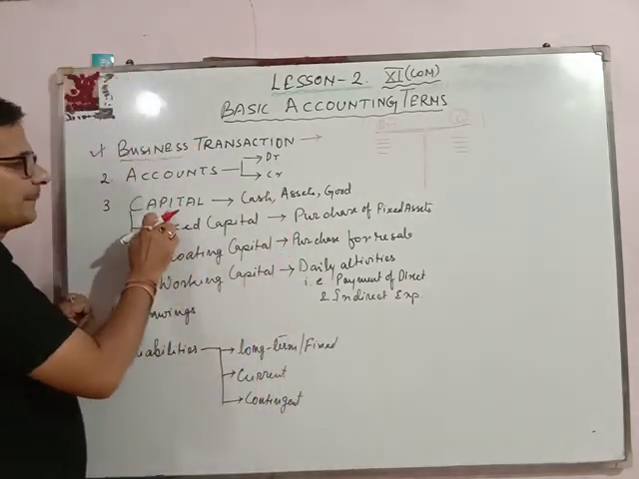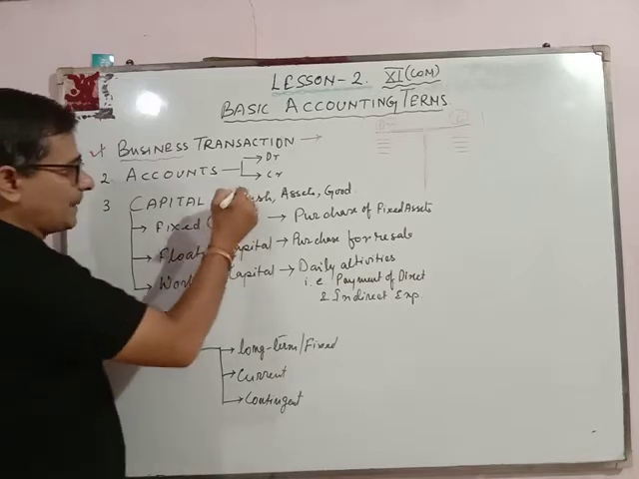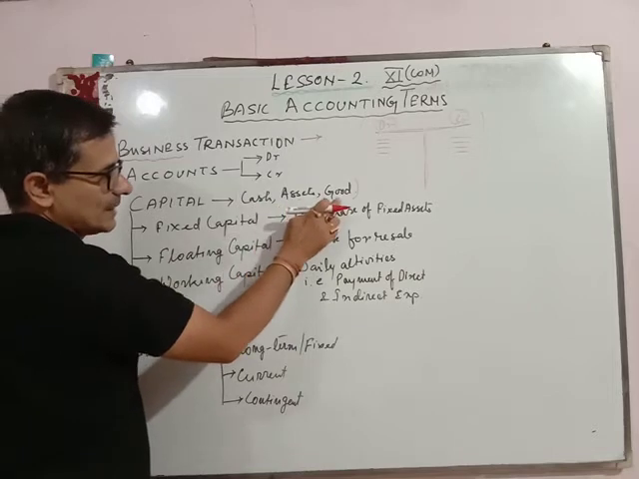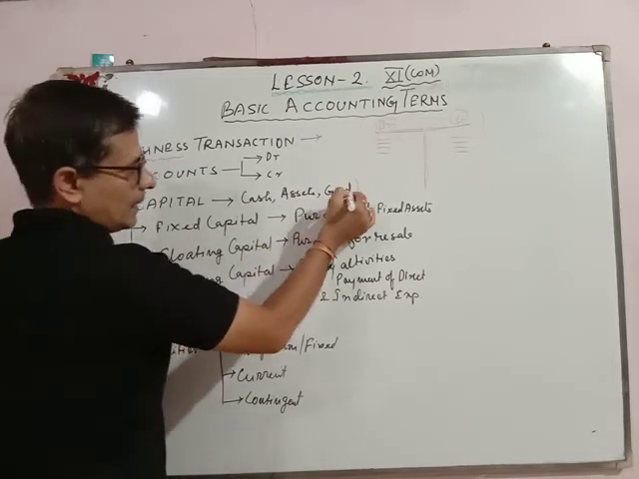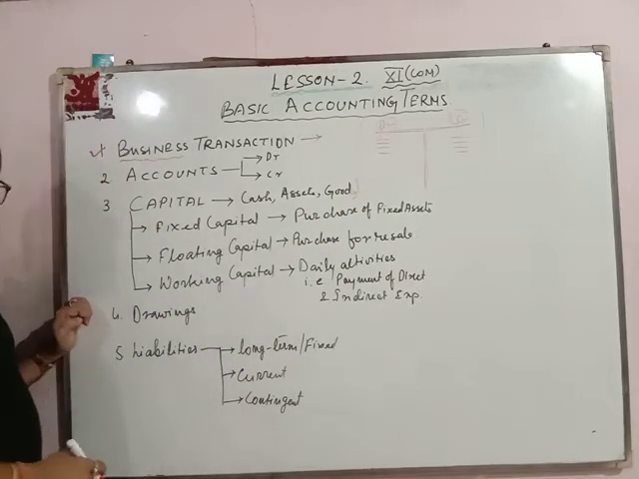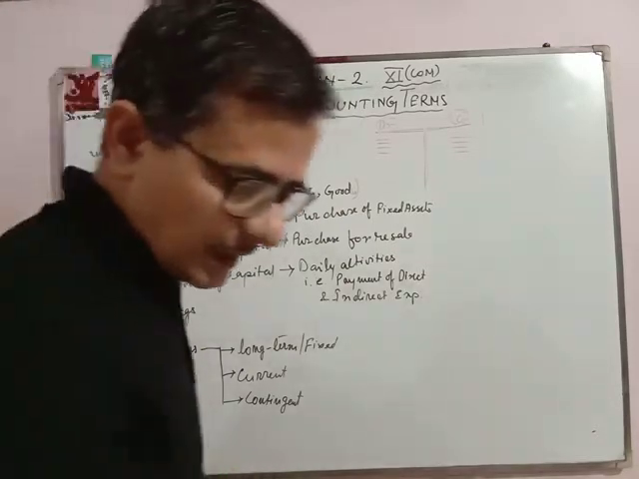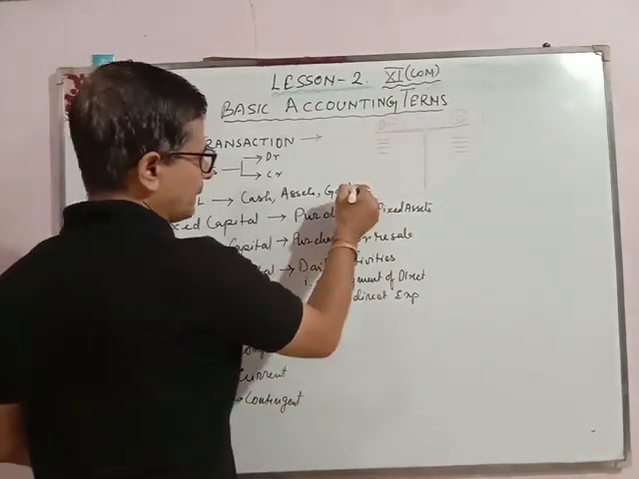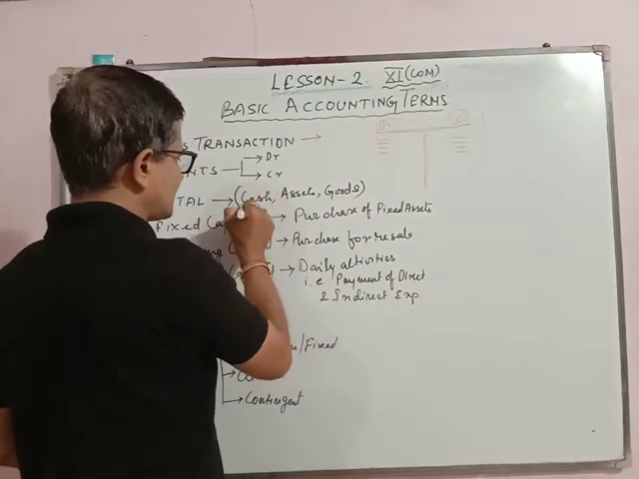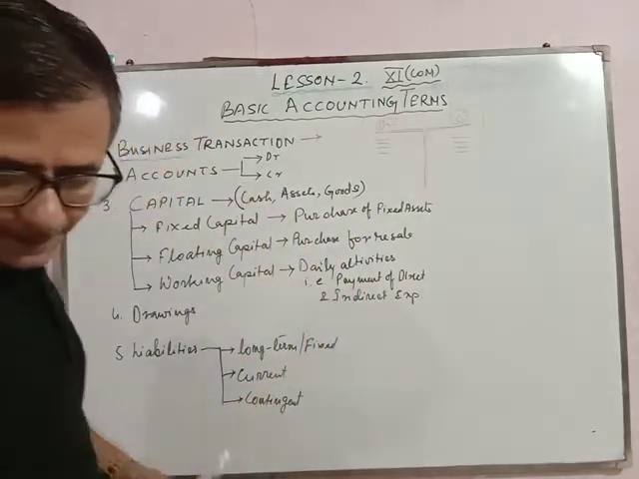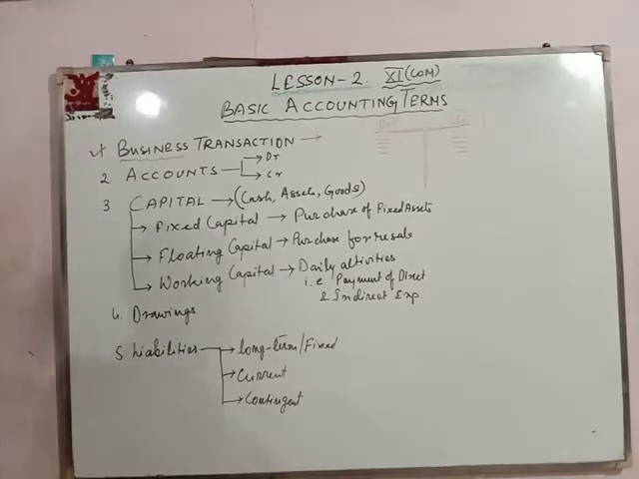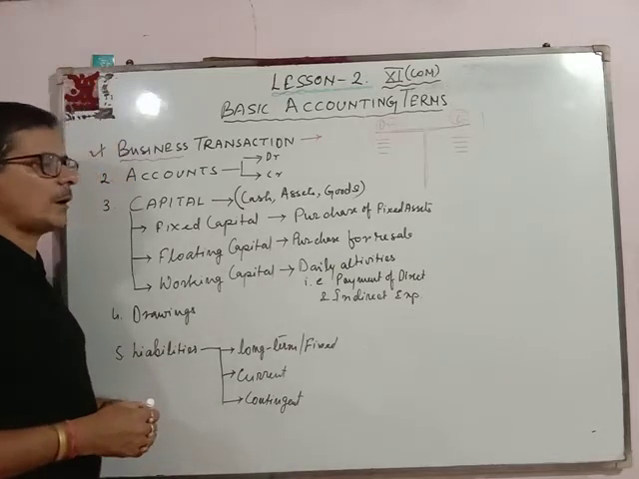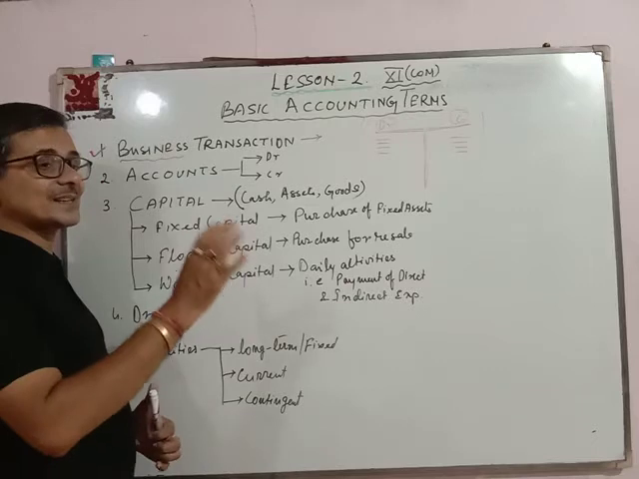Next is capital. Now what is capital? Capital can be in the form of cash, assets and goods. So what does this capital mean? It means the investment at the very beginning of the business. When the business starts, the investment is done by the owner, whom we also call the proprietor, who invests capital.